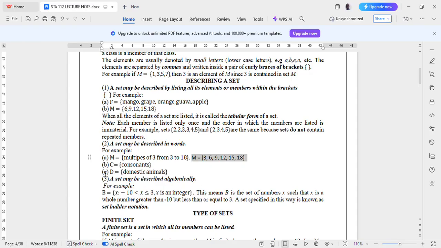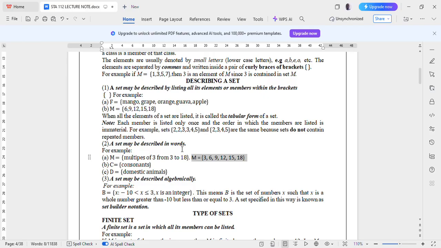Now the second one says C is equal to consonants. What are the consonants? That is the alphabet minus the vowels, which are A, E, I, O, U. So the rest are consonants. Then D is a domestic animal. In that set, any domestic animal will be listed, be it dog, cat, hen, or fowl and so on. So D is a set of domestic animals.